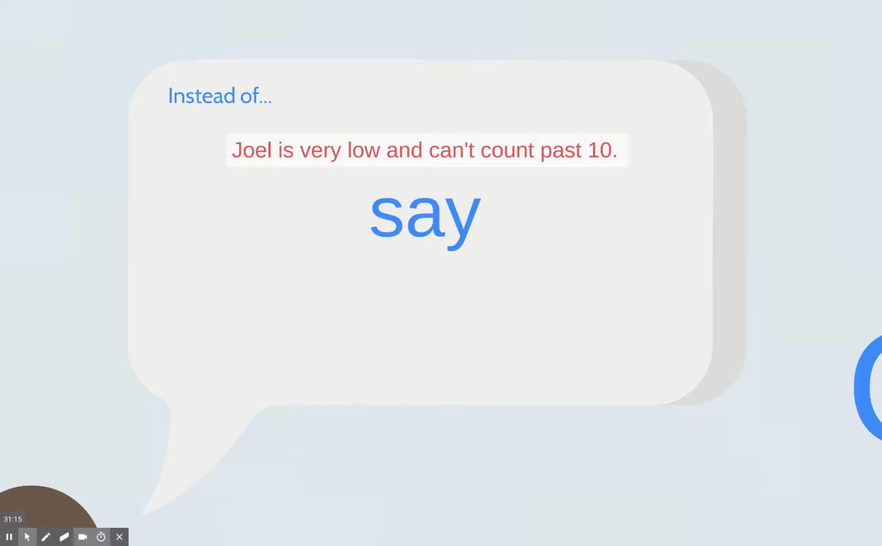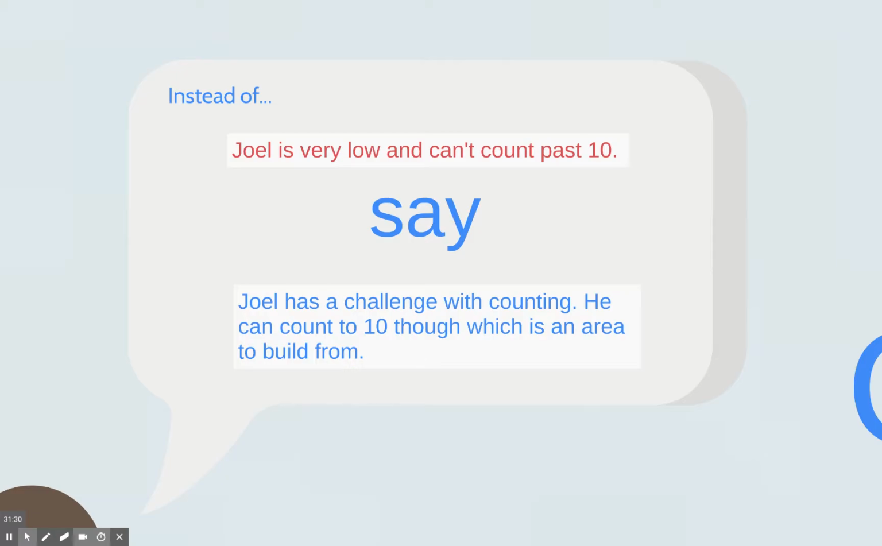So, Joel is very low and can't count past 10. Instead of saying stuff like that, right? Never call a kid low. It's not actually a helpful word. Be specific. Fine, he can't count past 10. So here's another way to say it: Joel has a challenge with counting. He can count to 10 though, which is an area to build from. See how I said the exact same thing, but in a way that's empowering for Joel and his parents? And I said it in a way that models a growth mindset within the IEP.